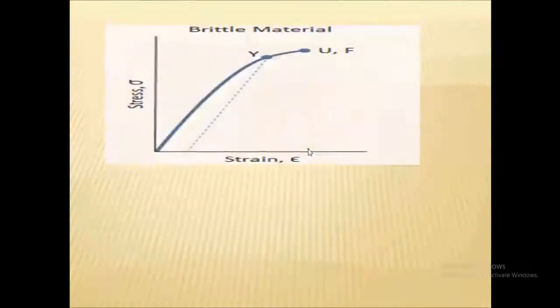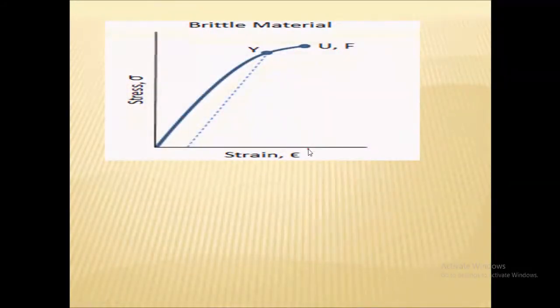Now let us see the stress strain curve for the brittle material. So here is the stress strain curve for the brittle material. Point Y is called the proportional limit, same as in case of a ductile material. Why? Because there is again a perfectly straight line. In case of brittle material, the increase in stress and strain values is the same, which means it is obeying Hooke's law up to point Y.